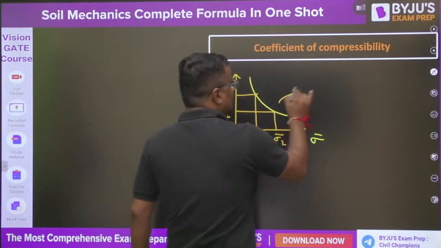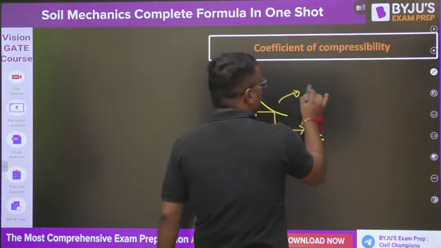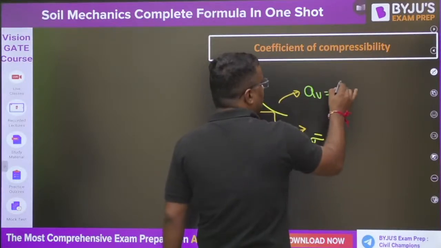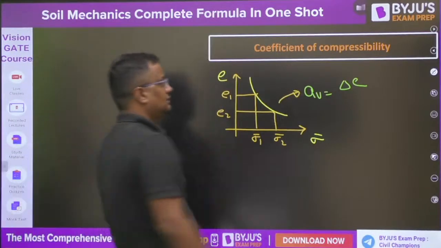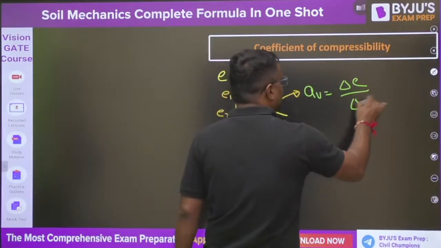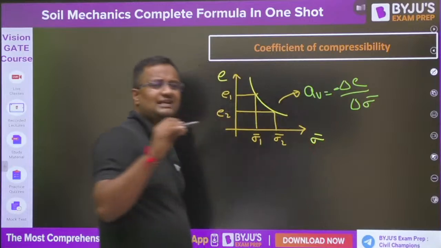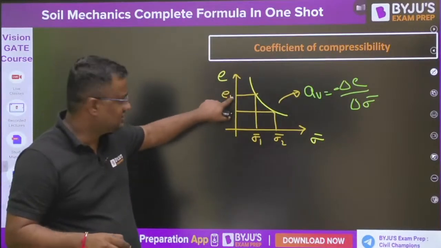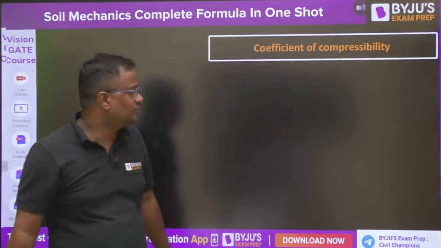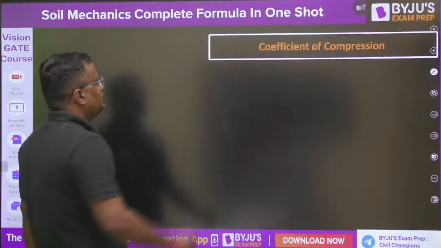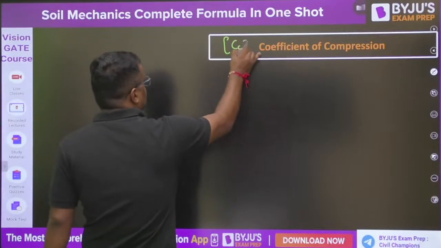The slope of this line is called the coefficient of compressibility. So y2 minus y1, that is delta E, upon x2 minus x1, that is delta sigma. Generally we put a minus sign here because delta E is a negative value, no? Final minus initial is negative, since the final void ratio is lesser. So to make it positive, we put one more minus sign. Coefficient of compression, CC.